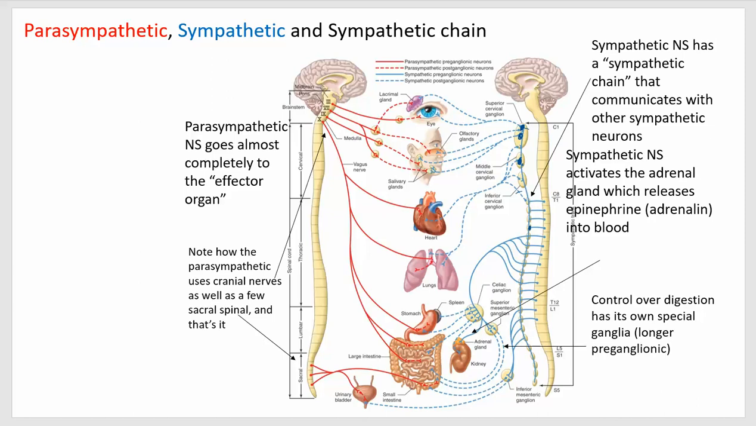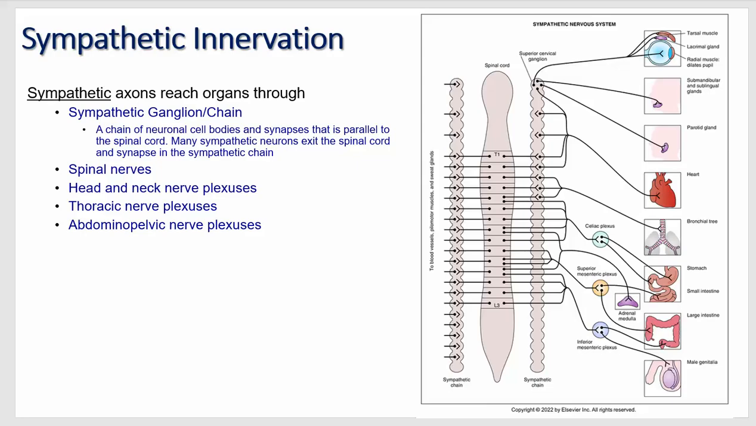The sympathetic nervous system has a sympathetic chain that communicates with other sympathetic neurons. It activates the adrenal gland down here, which releases epinephrine into the blood. Control over digestion has its own special ganglia, with a longer preganglionic chain, which is what I just mentioned. So that's how that's structured. The Costanzo book has its own version, which gives more information. The sympathetic axons reach organs through that ganglionic chain.